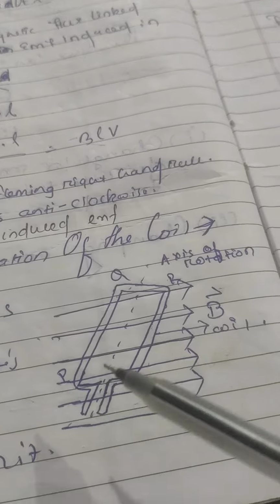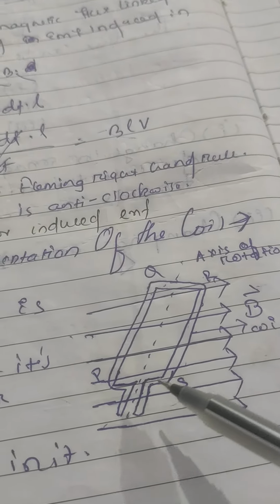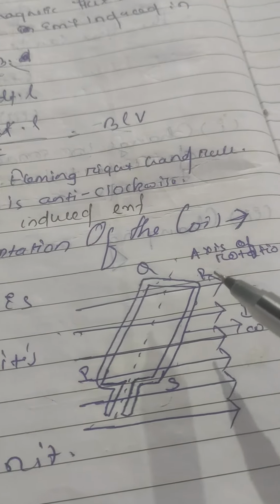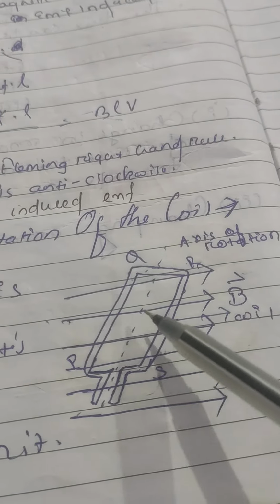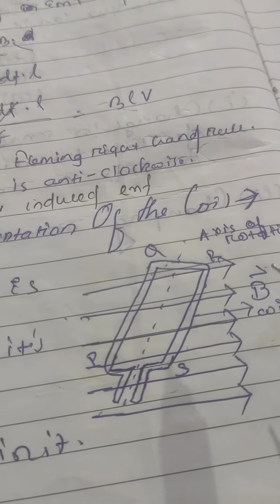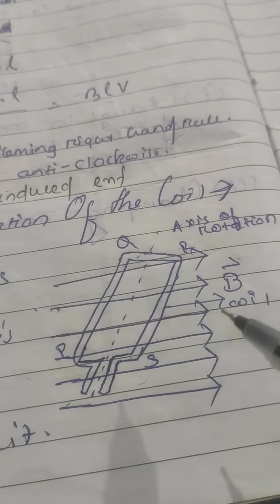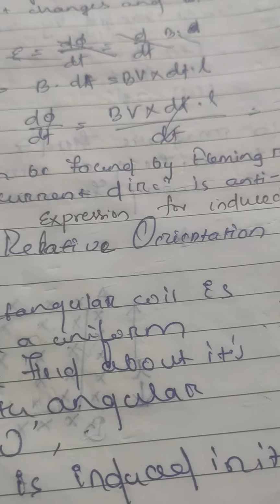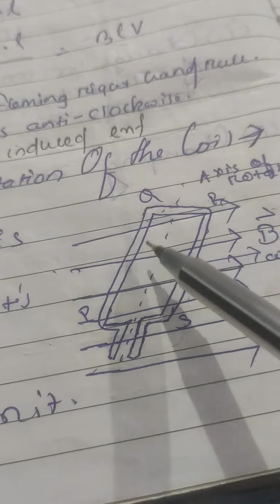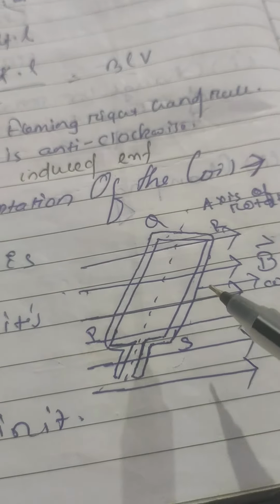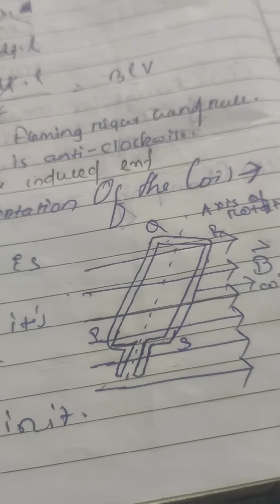See, this is the rectangular coil, which is rotated with angular speed omega about the axis of rotation. This dotted line is the axis, in a uniform magnetic field. B is the magnetic field induction. The area of the coil is A. When this coil is rotated in a uniform magnetic field with angular speed omega, then EMF is induced due to the change in angle between B and A.